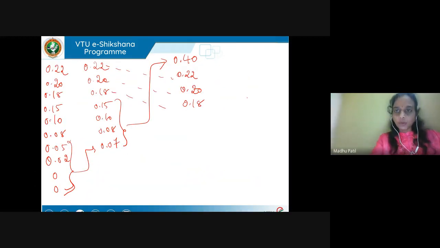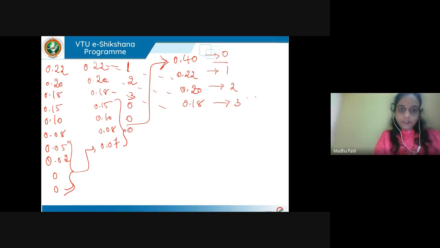Next, I should write the code words 0, 1, 2 and 3, as this is quaternary. Next, for 0.22, what is the code word? 0.22 is 1, 0.20 is 2, 0.18 is 3. These 4 form the composite symbol 0.40 with code word 0. So let me write 0 first for all. Next, 0, 1, 2, and 3. This is for quaternary. Next, 0.22 is 1. 0.20, it is 3. 0.15, you can see 0, 0. 0.10 is 0, 1, 0.08 is 0, 2. Next, these 4 form a symbol 0.05 with 0, 3. So for all 4, I write 0, 3. Next, I write 0, 1, 2, and 3.